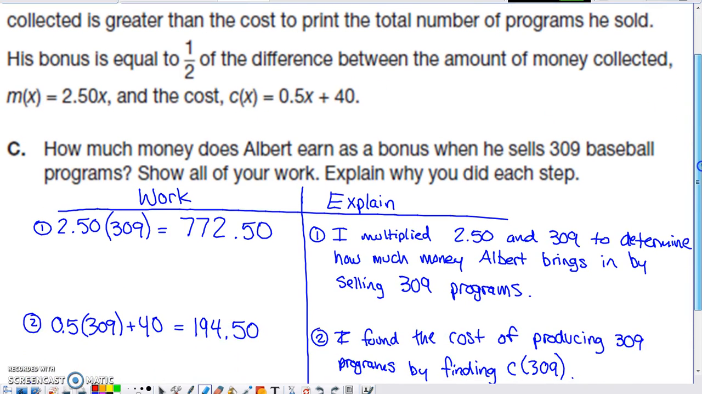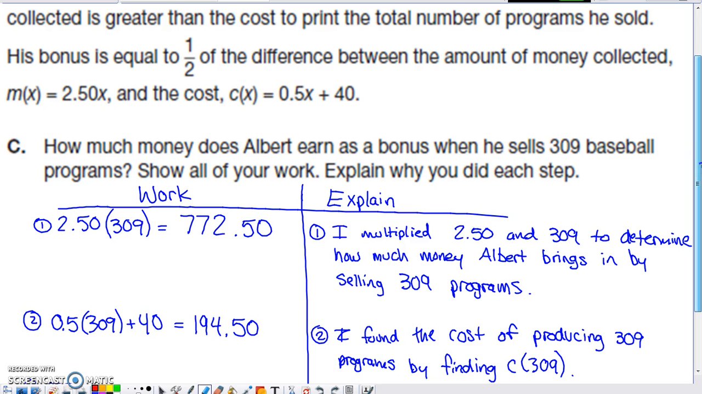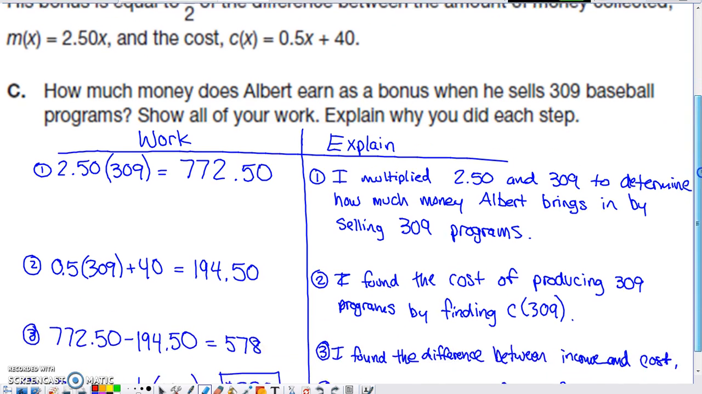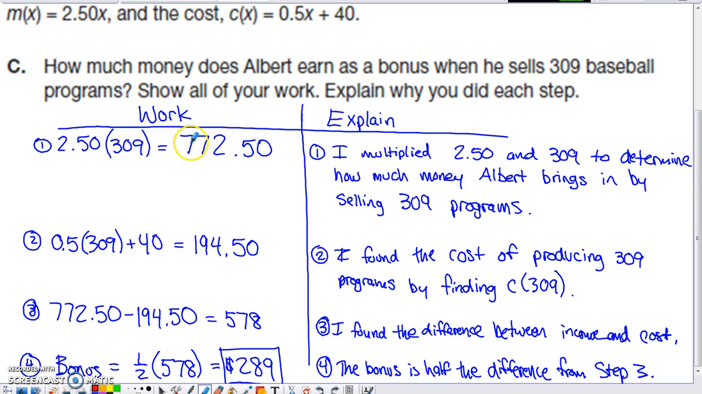Part C goes on to say, how much money does Albert earn as a bonus when he sells 309 baseball programs? Show all your work, explain why you did each step. So the approach that I took here was I kind of made myself a T-chart, and for every step of work that I did over here, I just took a minute to kind of explain why I did that step. Just a nice way to keep everything nice and organized.